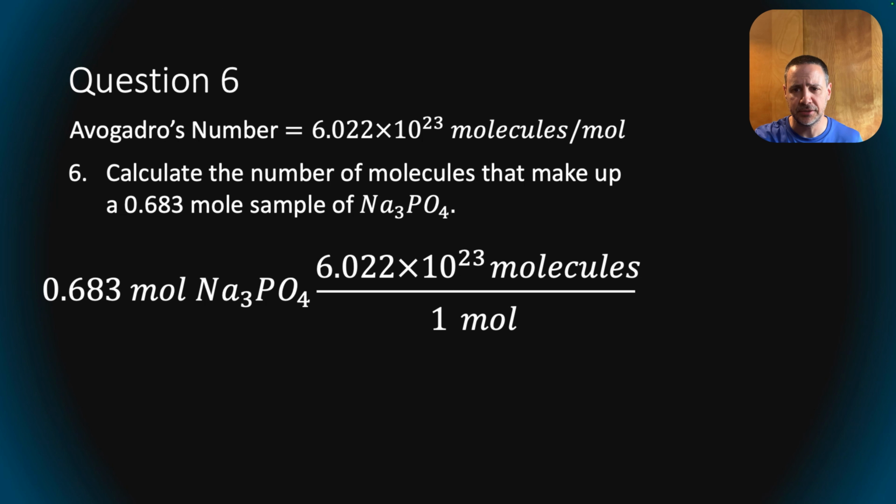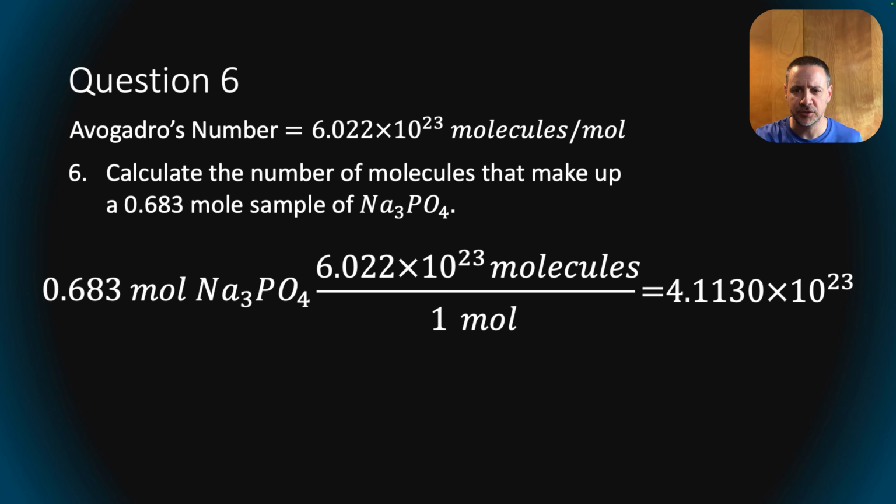That gives me this. Don't forget to write down the scientific notation on the end of this number. Learn how it's presented on your calculator, and include it, otherwise you're wrong. Rounding, the 0.683 has a leading zero, so that's only 3 sig figs, while 6.022 is 4.